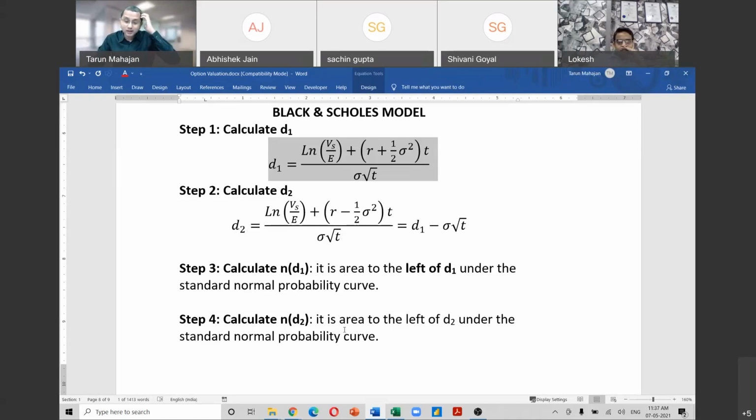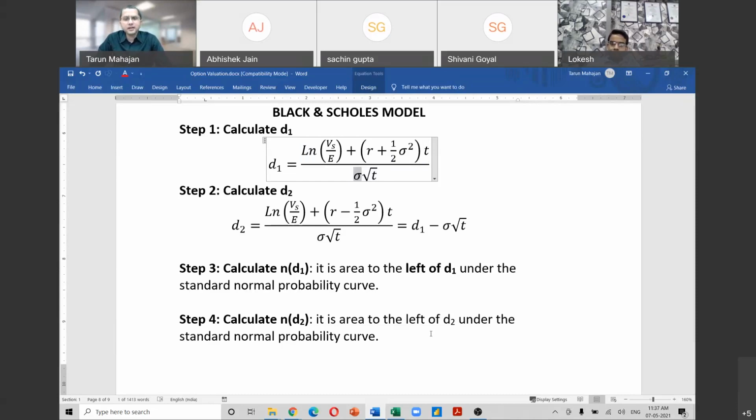So step number one is to calculate D1, which is natural logarithm of VS upon E. VS is the current market price, E is the strike price, ln stands for natural log. Then plus R plus half of sigma square into T, divided by sigma under root T. R is the risk-free rate of interest, T is the number of years till expiry. You already know this. Now what is sigma? Sigma is volatility of the share return. So how volatile a return is the share providing?